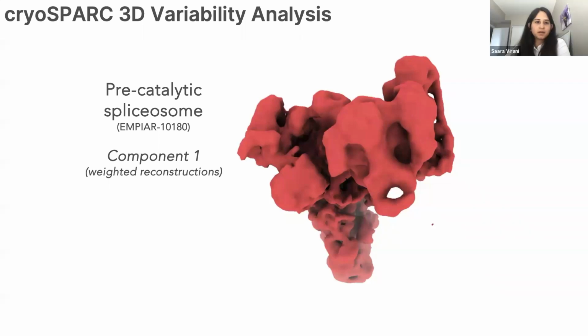In terms of masking, in the T20S proteasome example, did you assess the variability in symmetry breakage by applying the mask on the entire complex or only on the top part of the molecule? And more generally, can you speak a little bit about masking strategies when using 3D variability analysis?